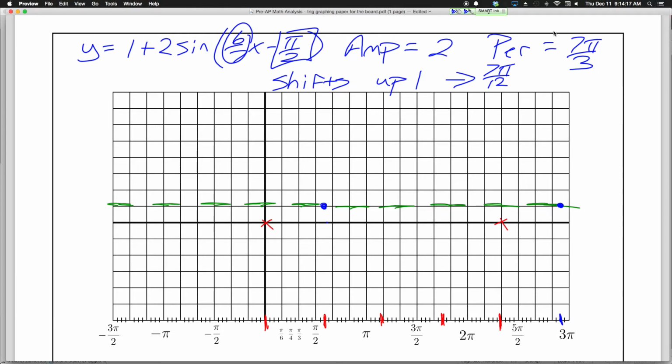So, what does my next one need to be? A high, low, or a middle? High. Needs to be a high, and it's going up 2. So it needs to be there. The next one needs to be a middle. The next one needs to be a low.